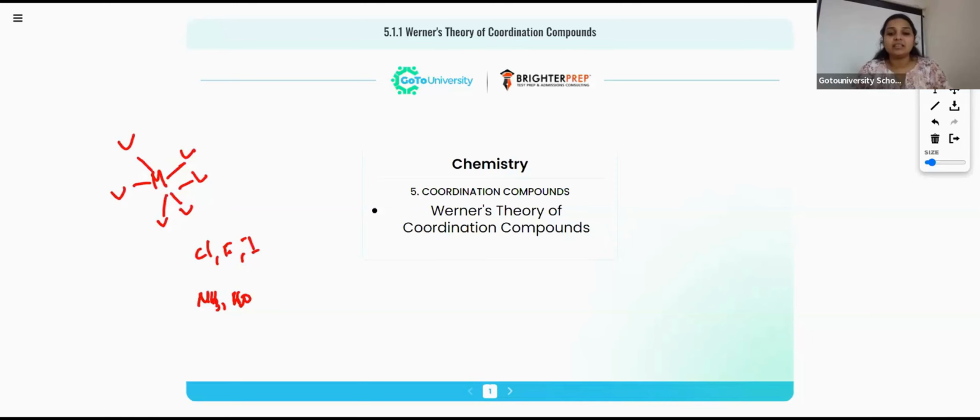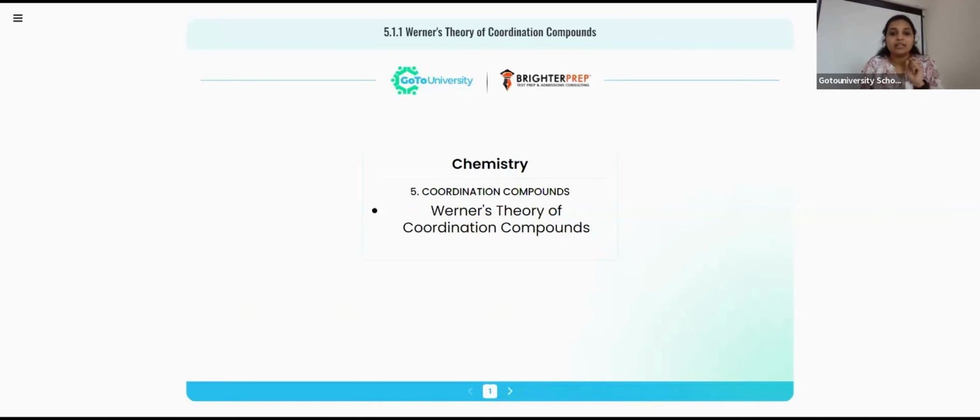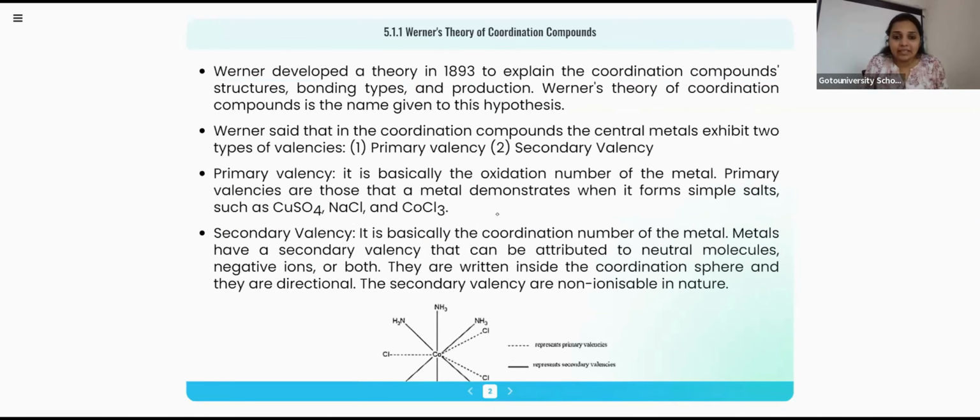The first theory regarding coordination compounds is called Werner's theory. As I said before, in coordination compounds one metal atom is surrounded by some ligands, which may be atoms or groups of atoms, that is, molecules. According to Werner's coordination theory, which he put forward in 1893, coordination compounds normally have two types of valencies: primary valency and secondary valency.